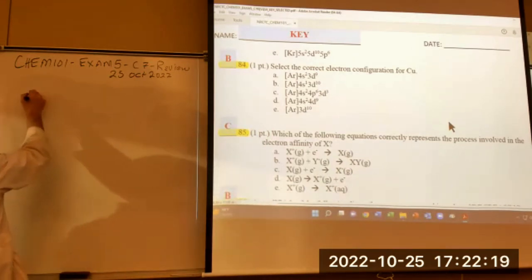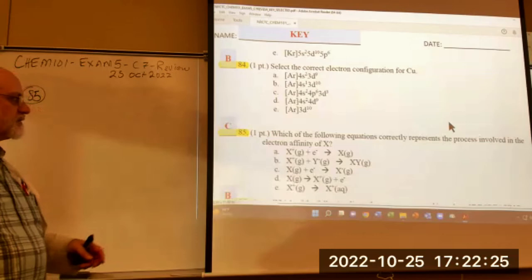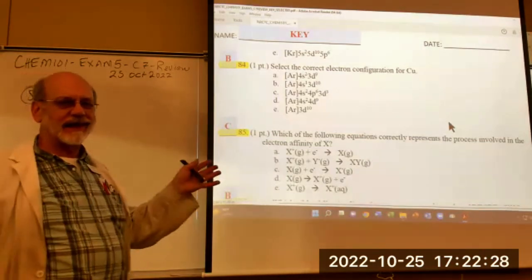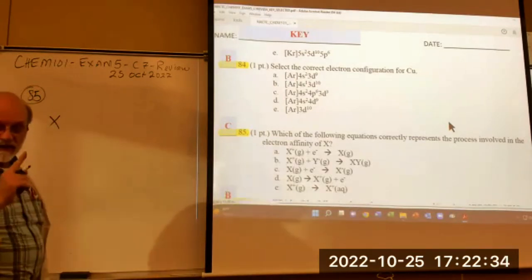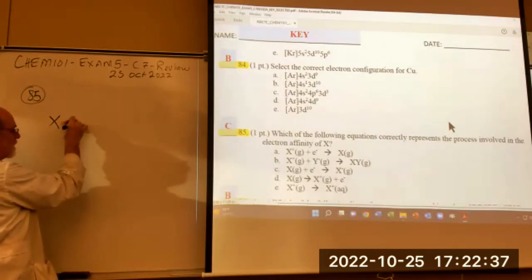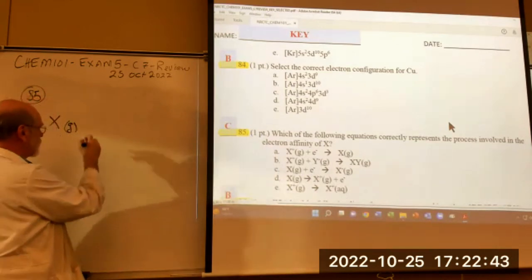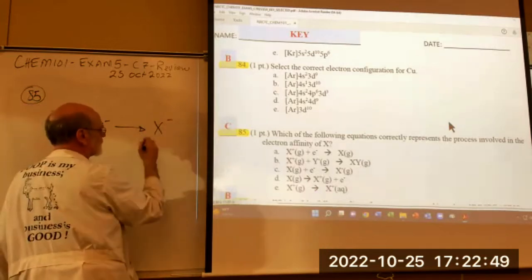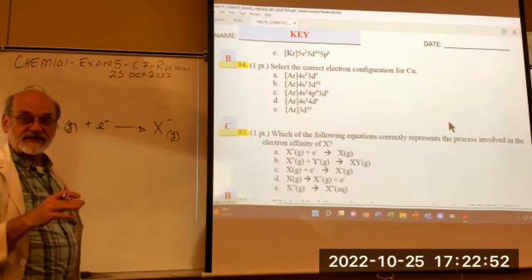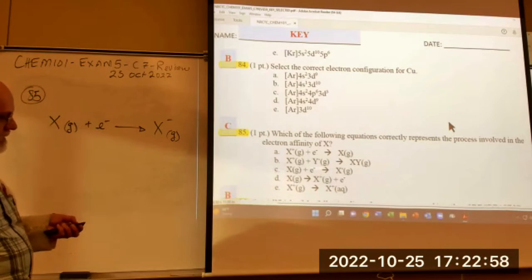All right, 85. Which of the following equations correctly represents the process involved in the electron affinity of X? So X is any element. We start off with a neutral atom in the gas state. Electron affinity adds an electron to a neutral atom, so the electron has to be on this side of the equation. So what do you get over here? You get X with a negative charge, still in the gas state. So this one right here is the correct expression for electron affinity.